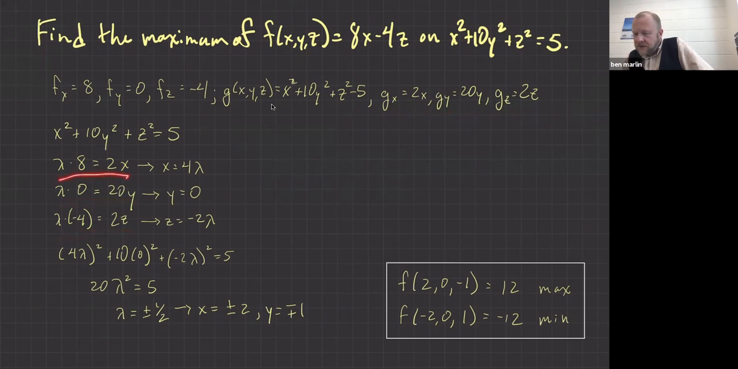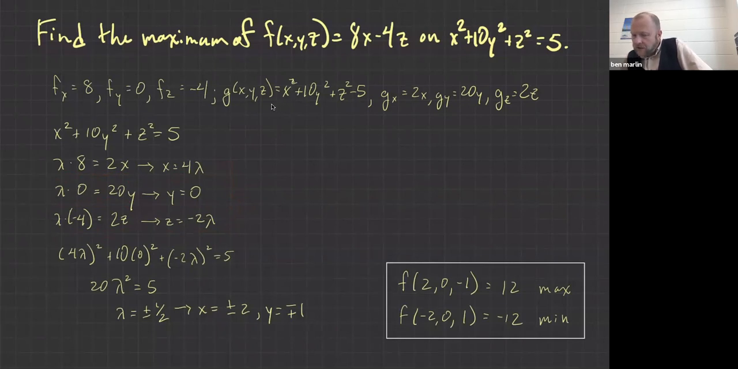But then for this, if you've got 8 times lambda equals 2 times x, well, then your x has got to be 4 times lambda. Okay. Here, though, we found out that lambda times 0 is 20y. Well, then y has to be 0. There's no choice. So then we've got here that the -4 lambda needs to be equal to 2z. So z is -2 lambda. That tells you that you've got a connection going on between your x and your z. So that's kind of nice there.